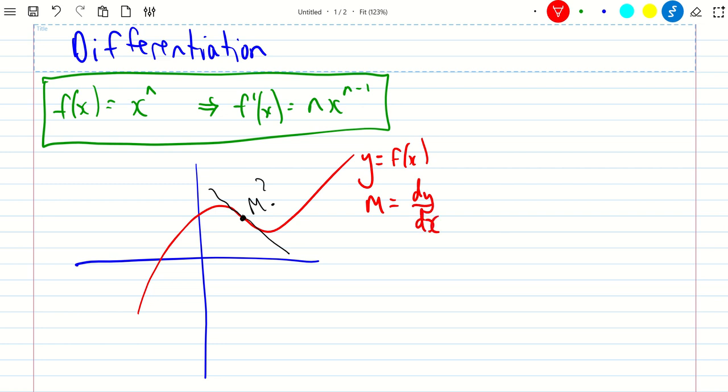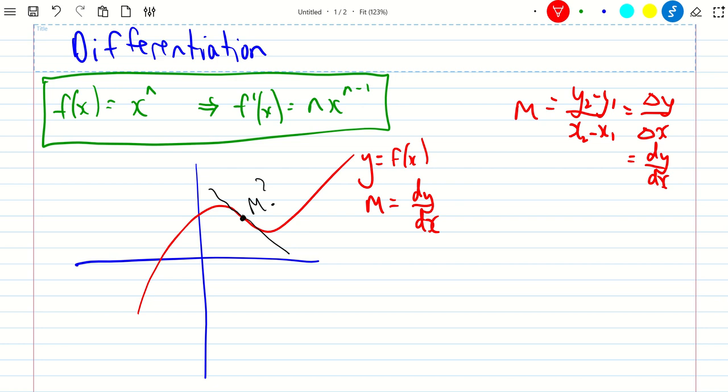What that means is the change in y over the change in x, just like the gradient for a straight line is y2 minus y1 over x2 minus x1. That's the change in y over the change in x. How far has y moved divided by how much has x moved? And if we go down to the tiny change between that y and x, we call that dy/dx.